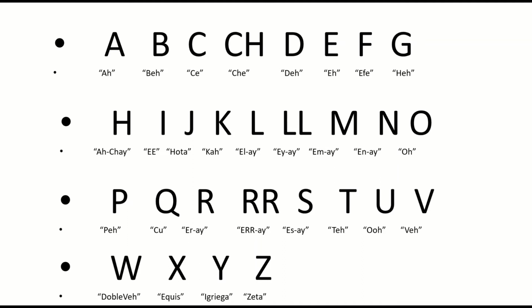A, B, C, Ch, D, E, F, G, H, I, J, K, L, Ll, M, N. Remember, I asked you that there was a letter missing in this list, and that's Ñ. So it's M, N, Ñ, O, P, Q, R, rr, S, T, U, V, W, X, Y, Z.